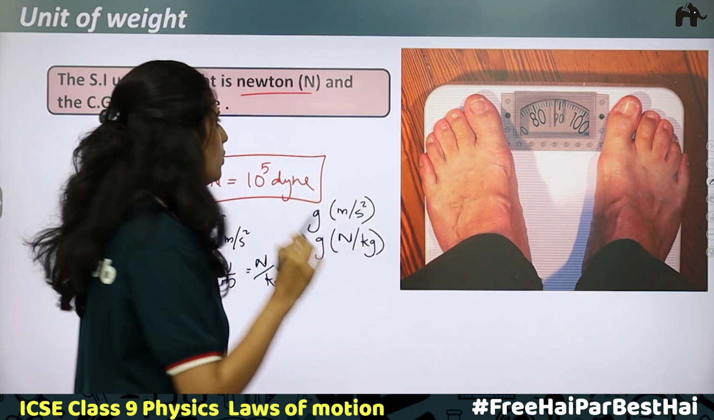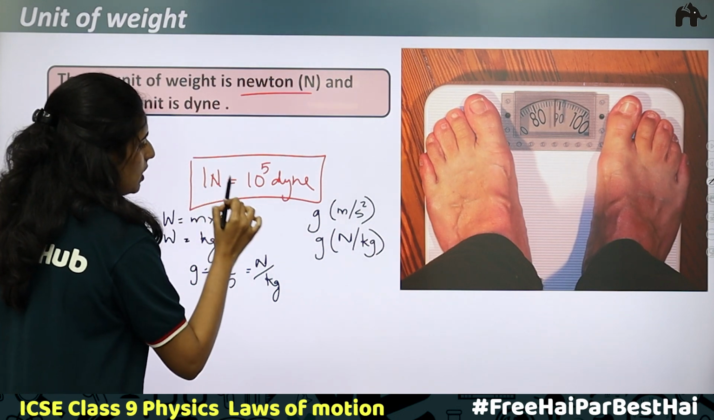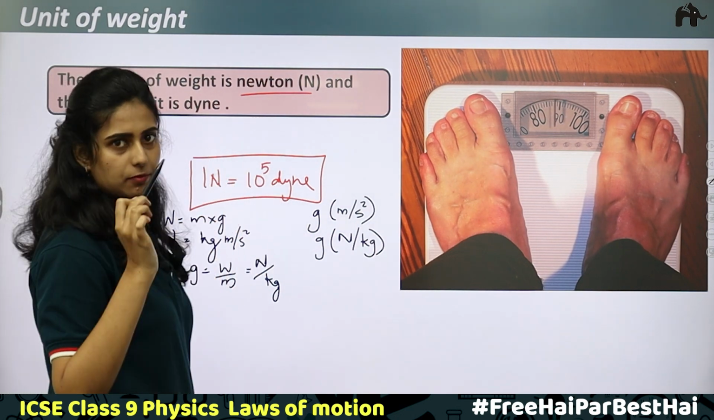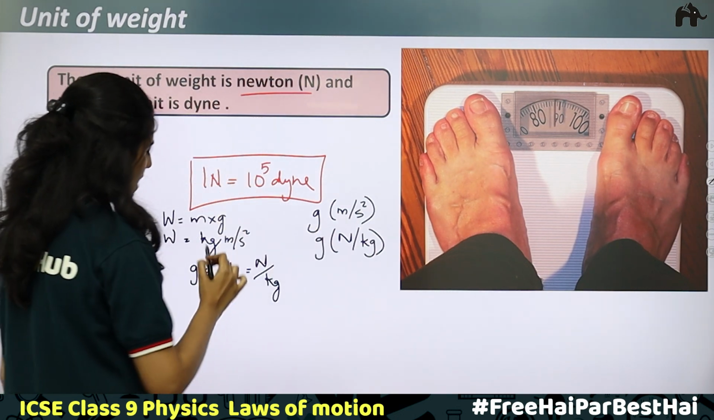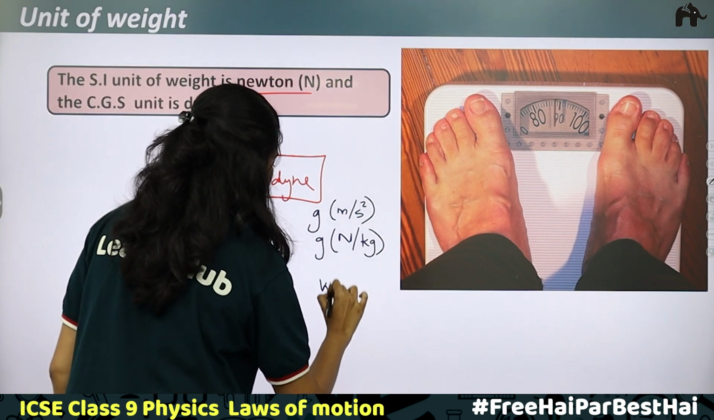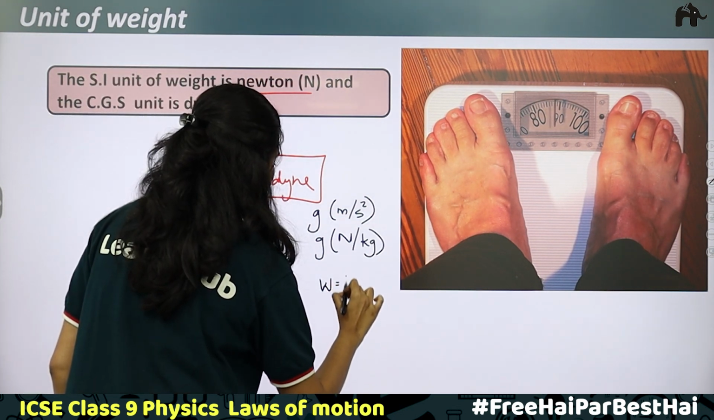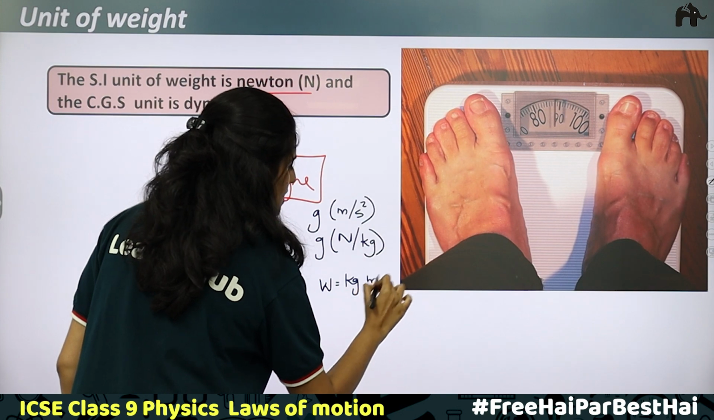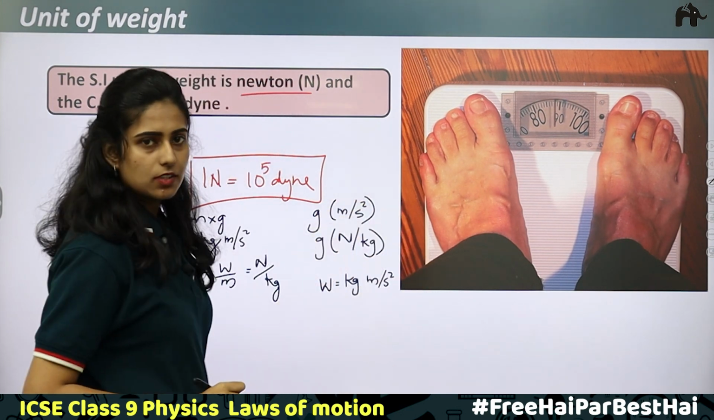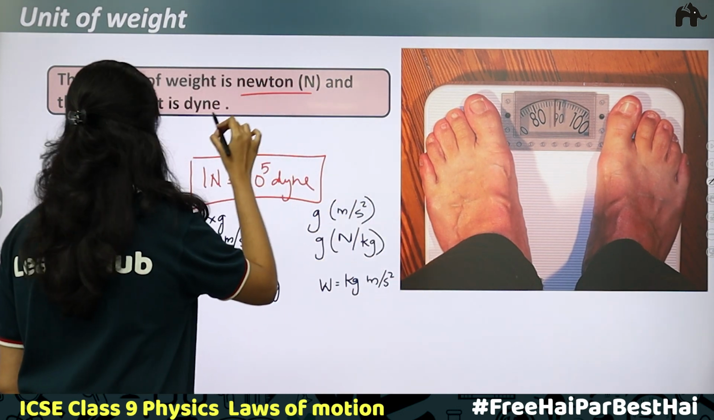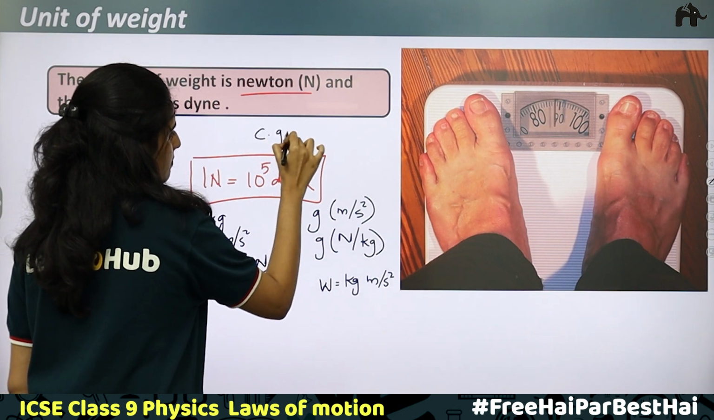Now let's see how we obtain this relation. 1 Newton is equal to 10 raised to 5 dyne. So we have weight equal to kilogram meter per second square. Now we have to convert it into CGS.